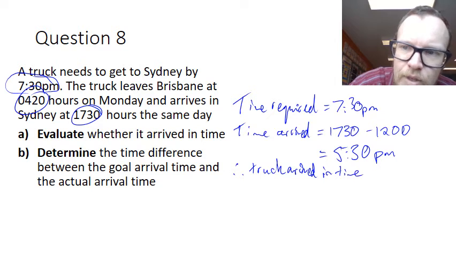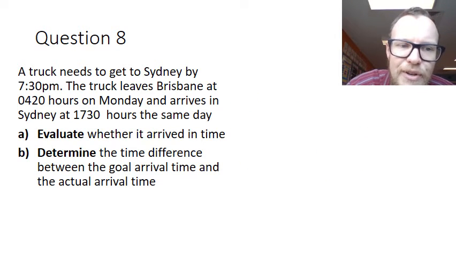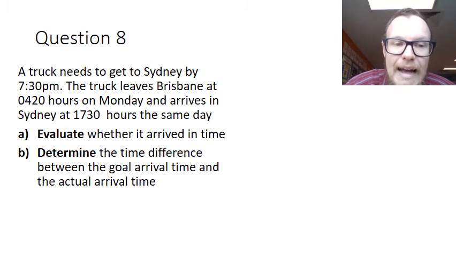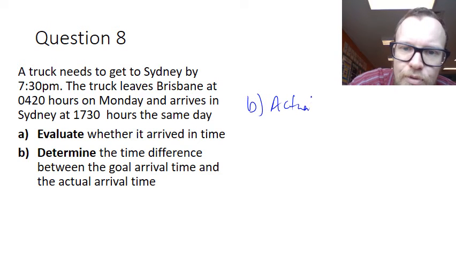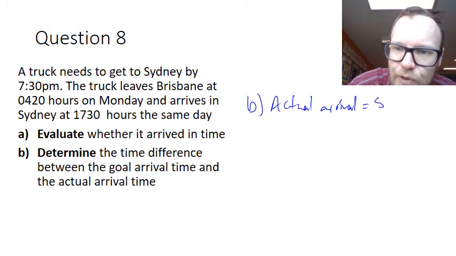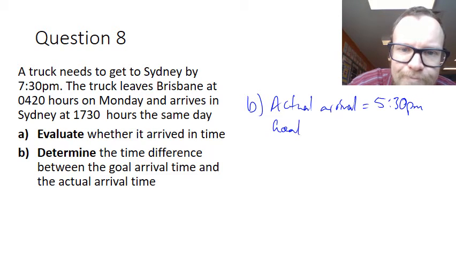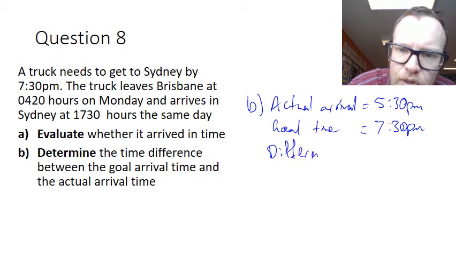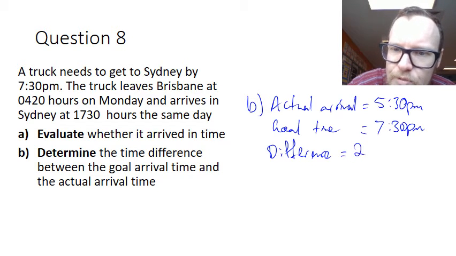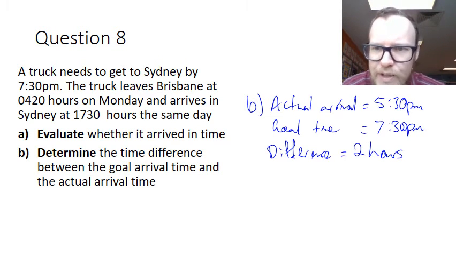The second part says, determine the time difference between the goal arrival time and the actual arrival time. So B, the actual arrival was 5:30 p.m. And then the goal time is 7:30 p.m. And so the difference is 2 hours exactly. Okay, so that's the difference between those two times.